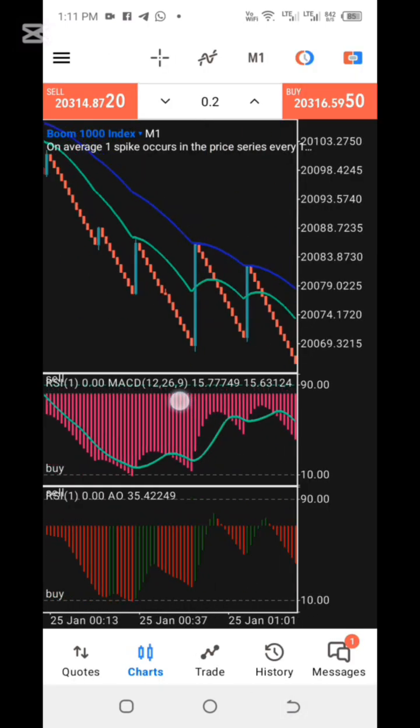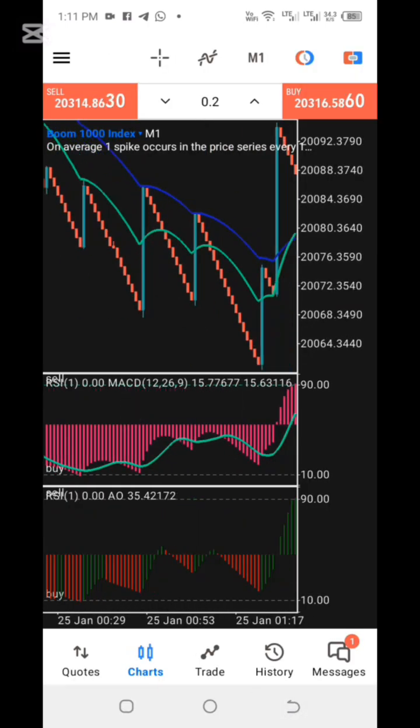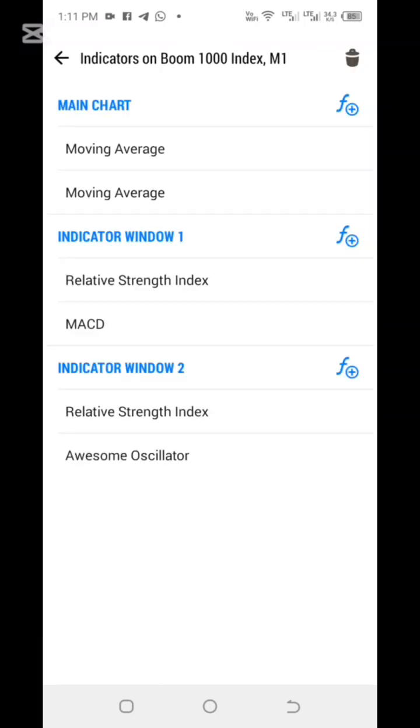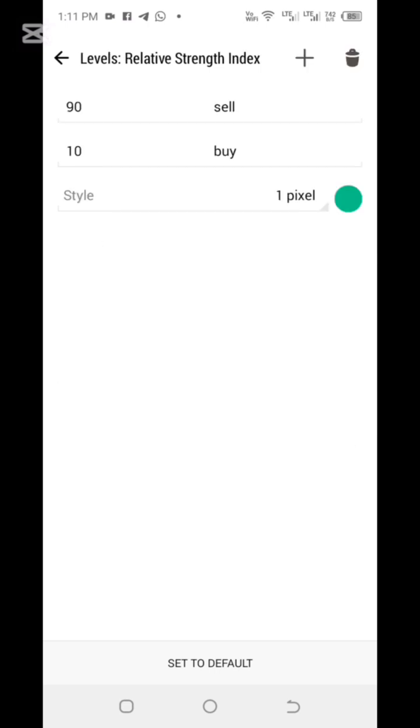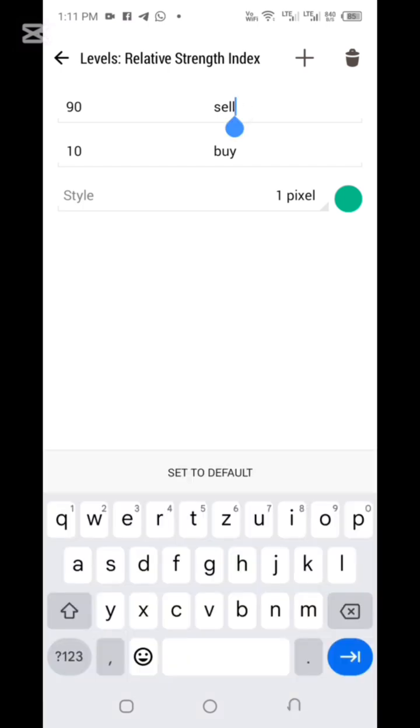Then we move on to indicators window 2. I'm going to give you the parameters of indicators window 2. The RSI must have the following parameters: period 1, apply to close, style 2 pixel on color black. Levels, we need to take note of the levels. We have level 90 and on description you write sell. We have level 10 and on description you write buy.